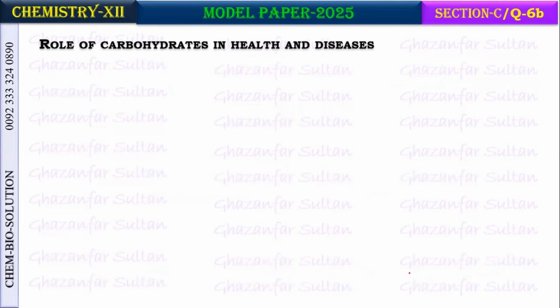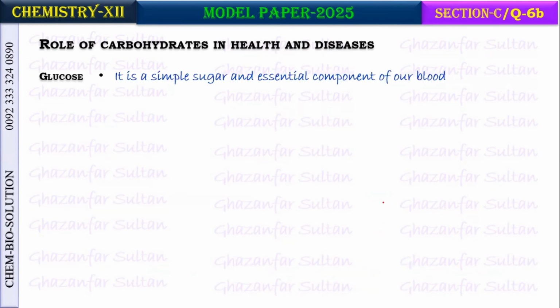Now, the role of carbohydrates in health and diseases, and we are asked to answer about two of the carbohydrates, which are glucose and fructose. So, see what is the advantage of glucose. It is a simple sugar and an essential component of our blood. Why is it essential? Because it provides us energy for respiration in cells. Although respiration also requires oxygen, the oxygen is the oxidant for respiration. But the main thing that provides us energy is glucose.